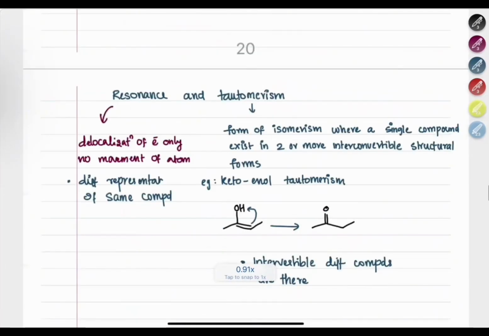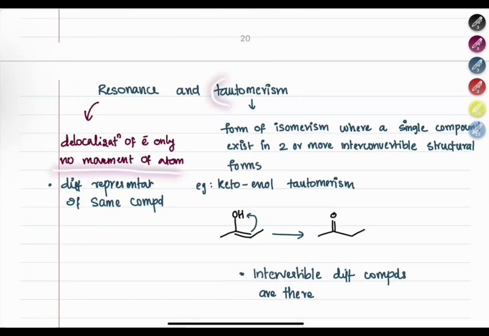But tautomerism will involve the movement of an atom. It is a form of isomerism where a single compound can exist in two or more interconvertible structural forms. That is what is meant by tautomerism. So this is the difference between resonance and tautomerism. In resonance, only electrons will move, but in tautomerism, there will be a movement of an atom. So if only electrons are moving, it is resonance. If an atom is also moving, it is called tautomerism.